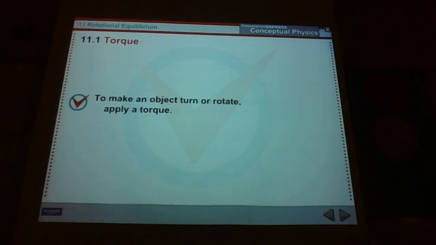Okay, in this video, we're going to talk about torque. Basically, anytime an object is turning or rotating, there's a torque involved. And no, I'm not saying "torque," so get that out of your mind.